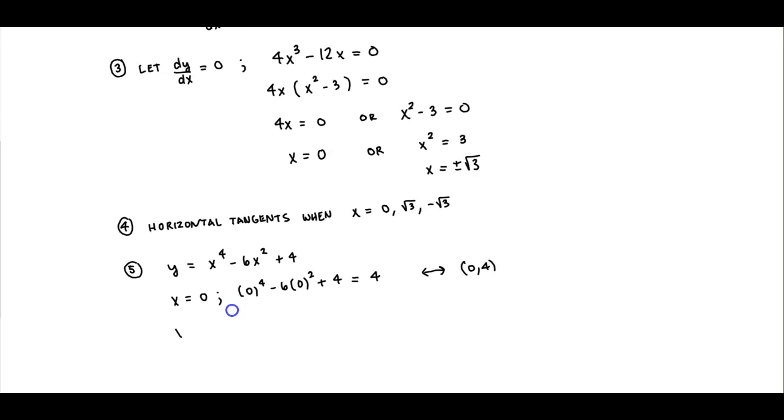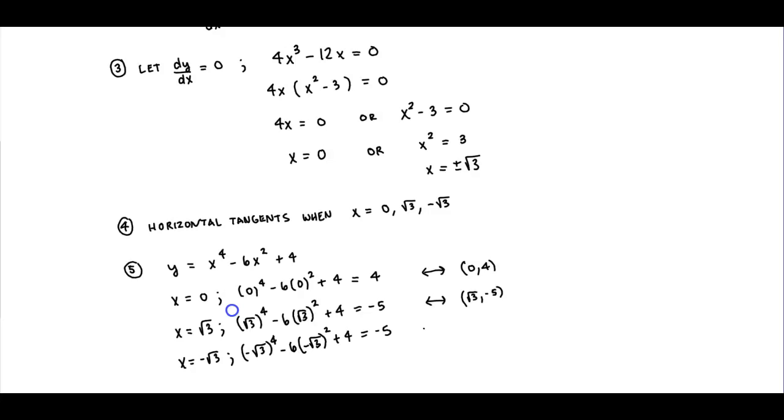Okay, and then if we let x equal the square root of 3, then this is the square root of 3 to the fourth power minus 6 times the square root of 3 to the second power plus 4. You can plug that into your calculator. That's going to equal negative 5. So we have the square root of 3, negative 5. And then if we plug in negative square root of 3, we have negative square root of 3 to the fourth power minus 6 times the negative square root of 3 to the second power plus 4, which gives us the same result. So our third point is negative square root of 3, negative 5.